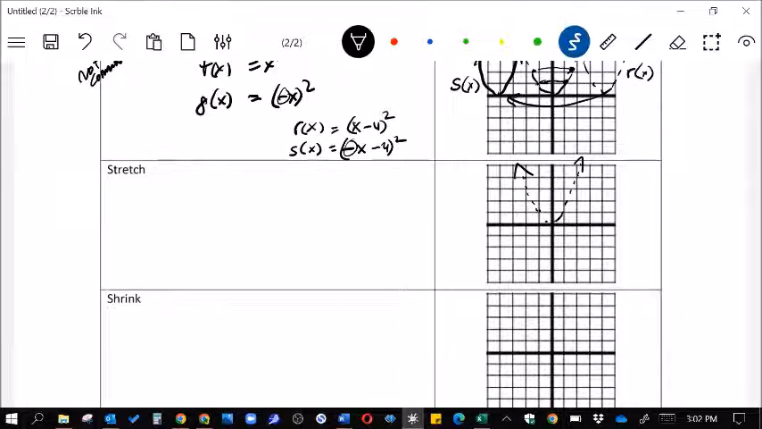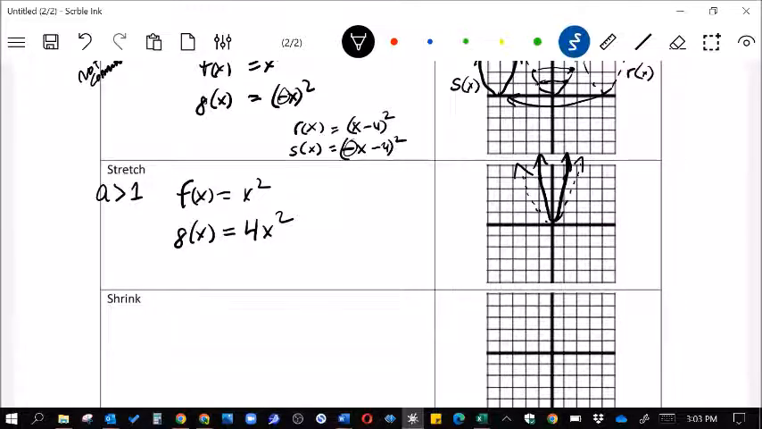And here we have, for stretch y, let's put f of x equals x squared. Now for g of x, I'm going to do a stretch, and that means a number greater than 1 in front of the x squared. So for stretch, a is greater than 1. And that means that this goes up much faster, starts at the same spot, and goes up like this.